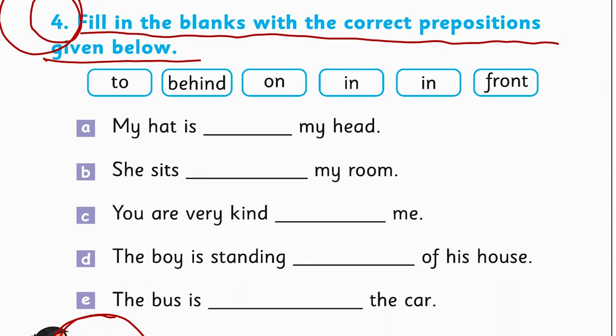To, behind, on, in. In is typed twice, so we can use it twice too. Front. My hat is dash my head. She sits dash my room. You are very kind dash me. The boy is standing dash of his house. The bus is dash the car.